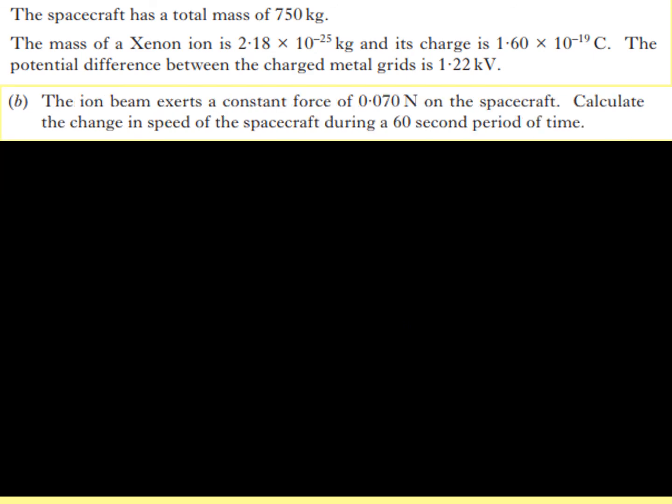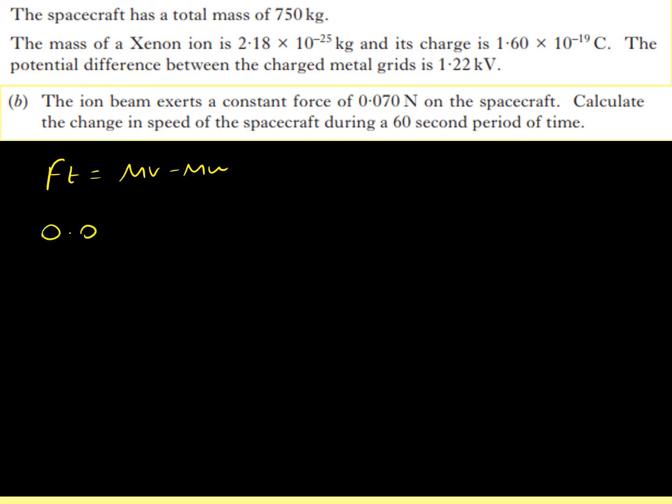In part B, we're told that the ion beam exerts a force of 0.070 newtons on the spacecraft. You need to calculate the change in speed of the spacecraft during a 60-second period of time. Well, this is actually going back to our first unit, and we're looking at impulse and change in momentum. So Ft is equal to mv minus mu. Remember, we were told that we started at rest.